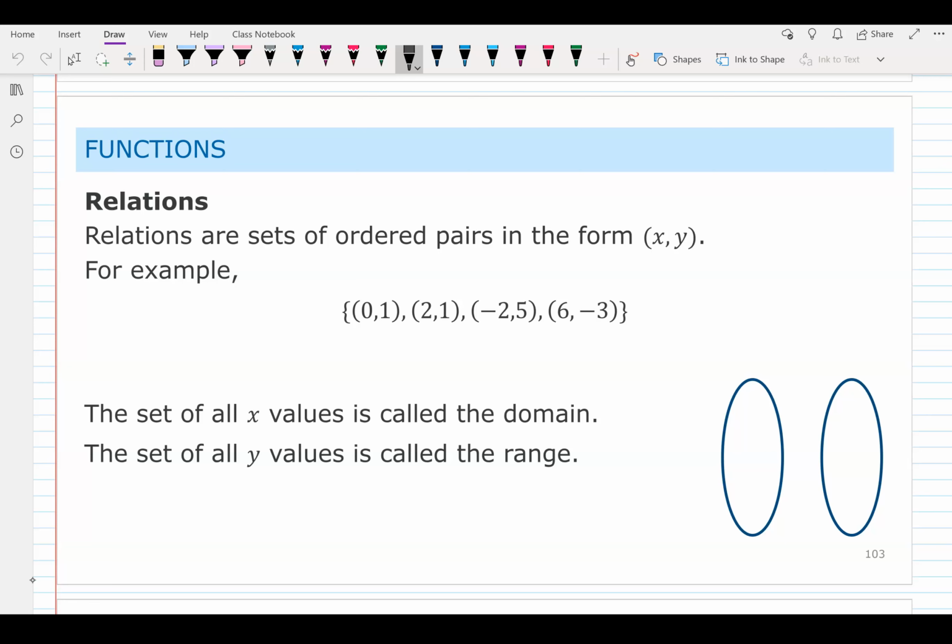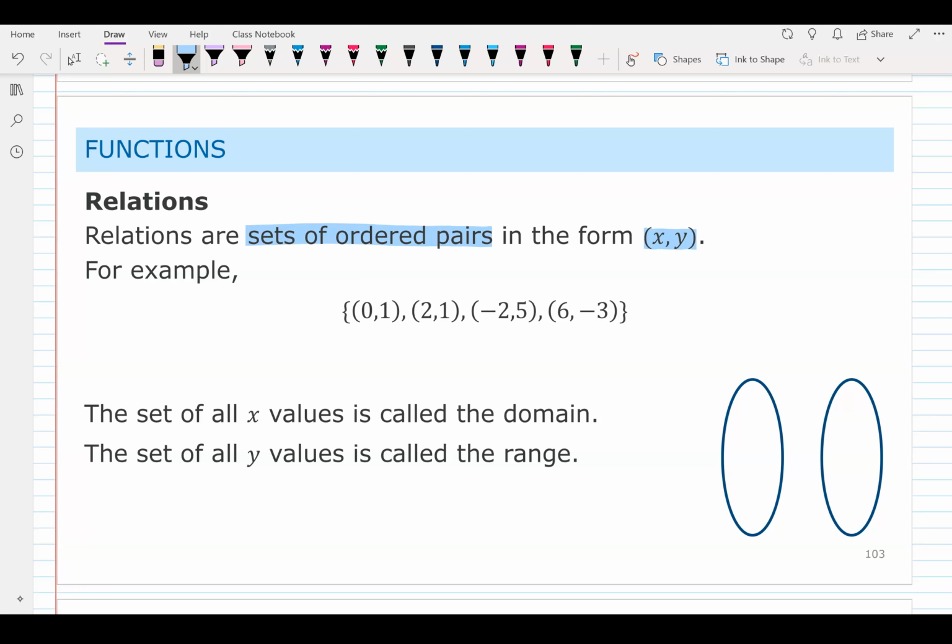So before we talk about actual functions and what they are, we're going to talk about relations and what relations mean. And more specifically, what does a relation mean in terms of ordered pairs or sets of numbers. So to put it simply, relations are sets of ordered pairs in the form x and y. So the x coordinate or the x value comes first, and then we have a y value.